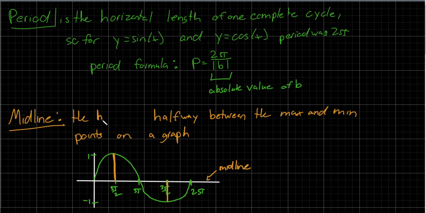The horizontal line. The x-axis, yes, because it's the horizontal line halfway between. But you can find this by doing the max plus the min divided by 2, which in normal formulas is going to be your k. We're not really going to talk about k. That means you've got 3 minutes left with me.